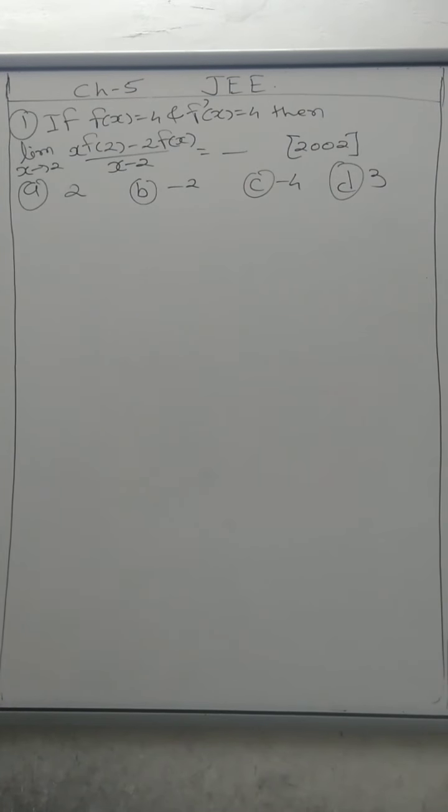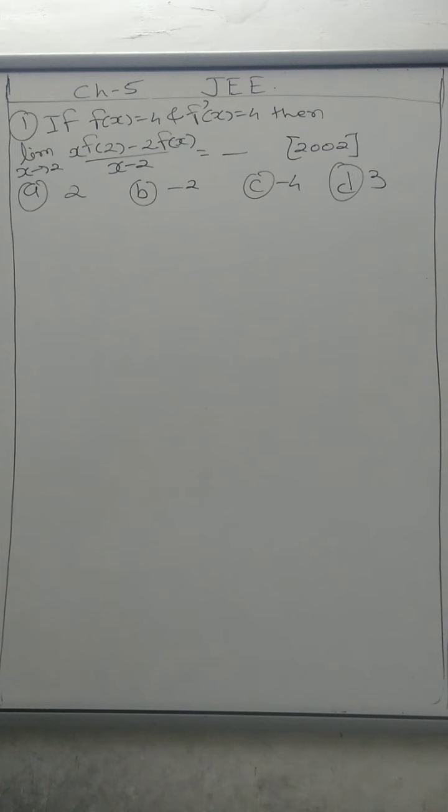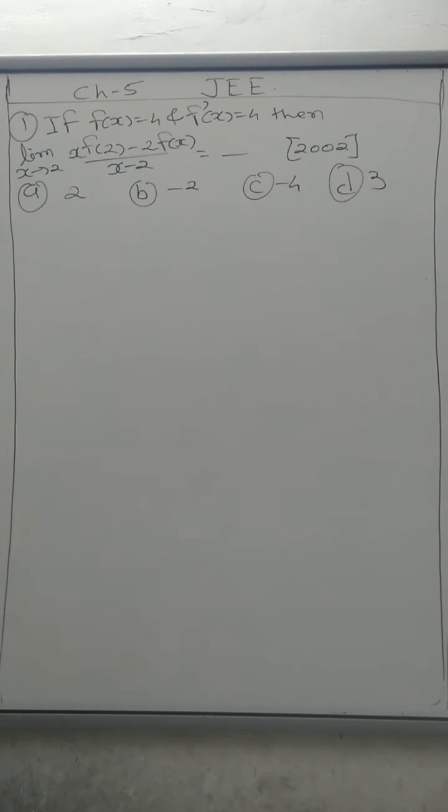Hello student, today we start chapter 5, continuity and differentiability, JEE equations. First question: if f(2) equals 4 and f'(2) equals 4, then the limit as x tends to 2 of (x f(2) minus 2 f(x)) upon (x minus 2) is equal to what? The options are A) 2, B) minus 2, C) minus 4 and D) 3. This question was asked in 2002.